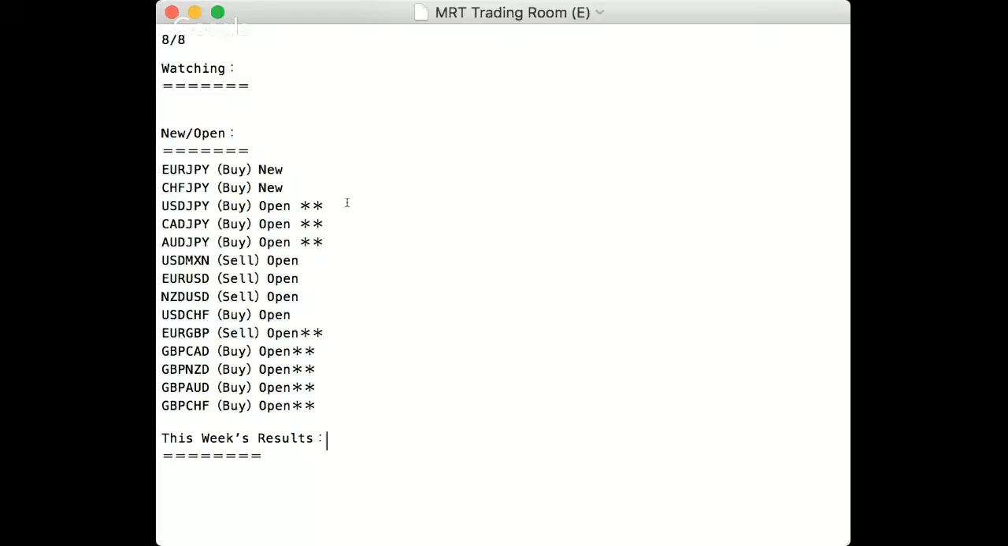Our open trades were Dollar Yen buy, CAD Yen buy, Aussie Yen buy, Dollar Peso sell, Euro Dollar sell, New Zealand Dollar sell, Dollar Swiss buy, Euro Pound sell, Pound CAD buy, Pound New Zealand buy, Pound Aussie buy, and Pound Swiss buy. Let's go ahead and jump over to the charts. We'll check each of these currency pairs and see what's going on and update our list.